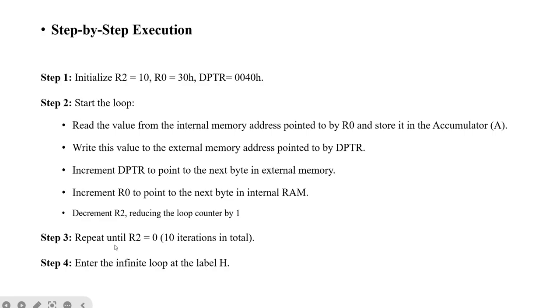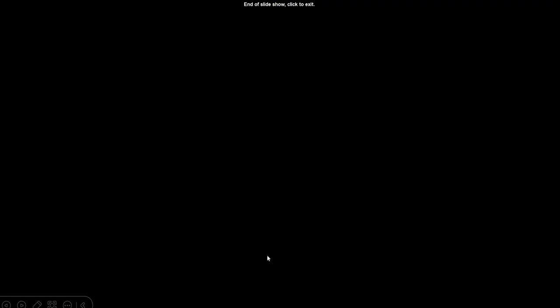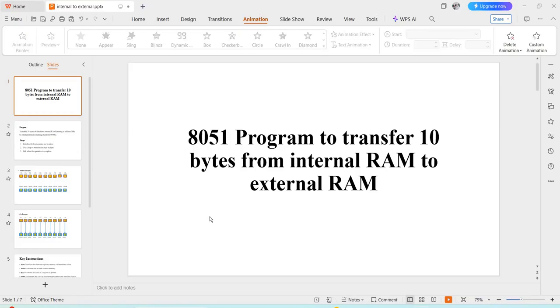Step 3 is we'll repeat this until R2 becomes 0. Therefore there will be a total of 10 iterations. After that we will enter the infinite loop at the label H. Now we will see the execution of the program.